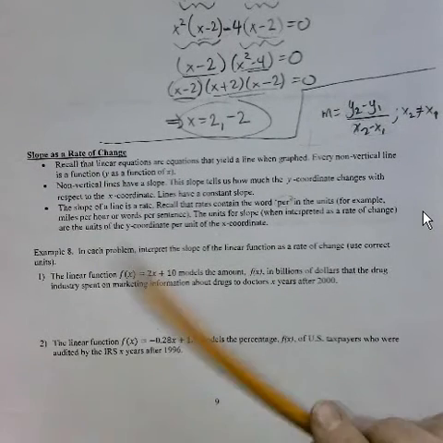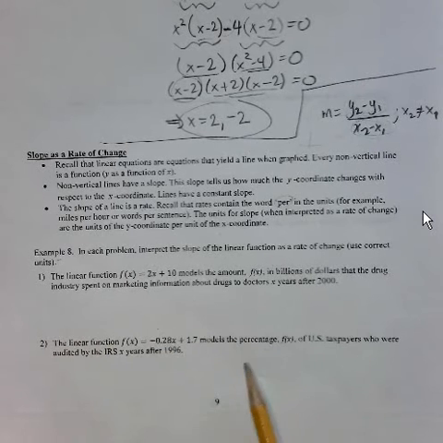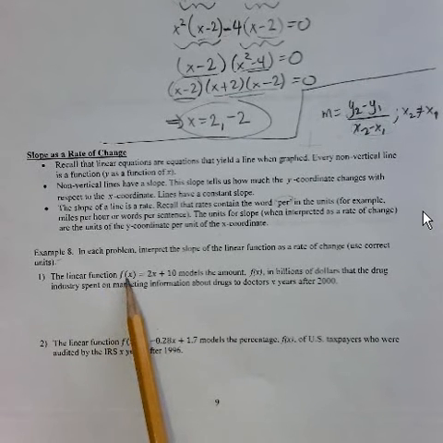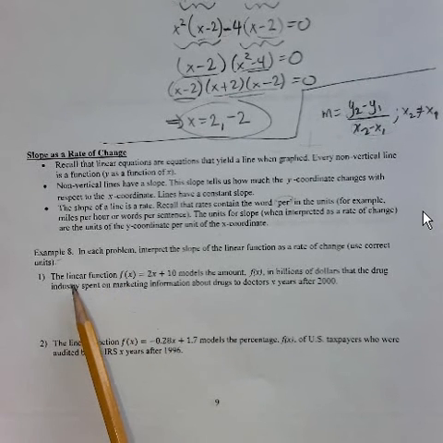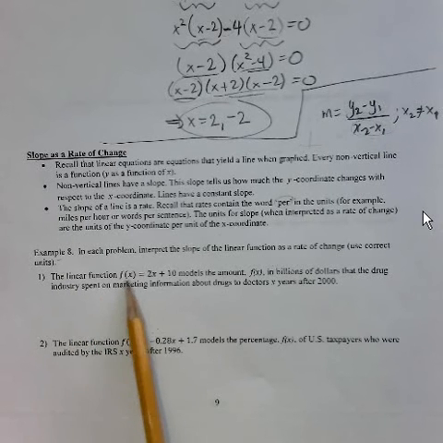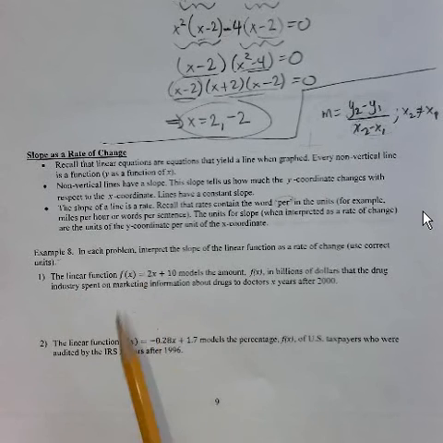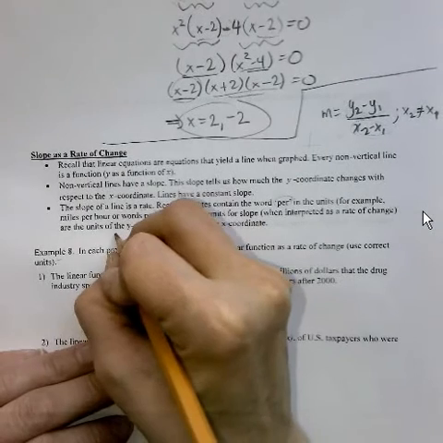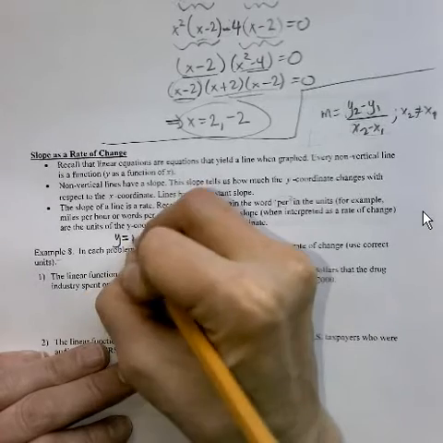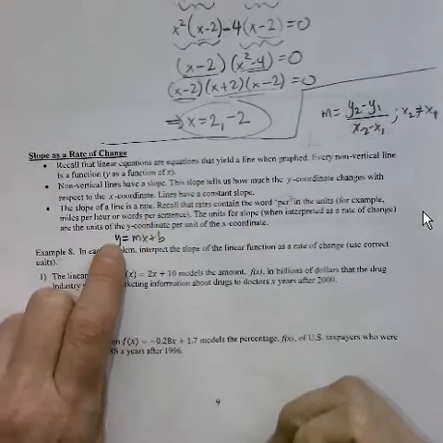So in this example, I've got some linear functions here. And remember, just think about back to y equals mx plus b, right? That's a line with a slope of m and an intercept of b.